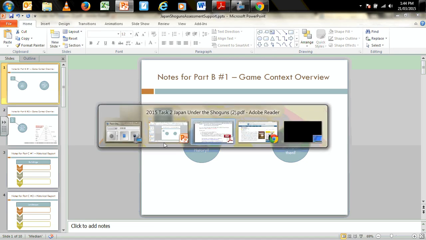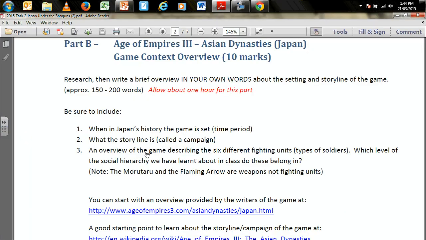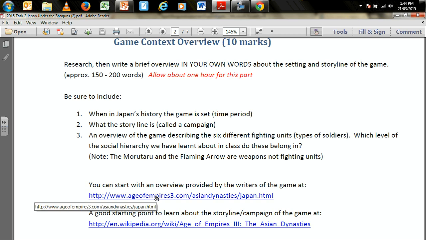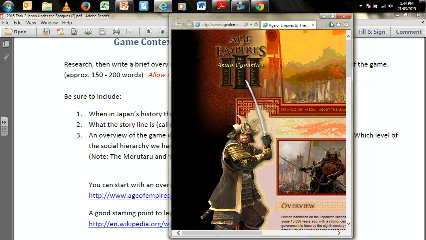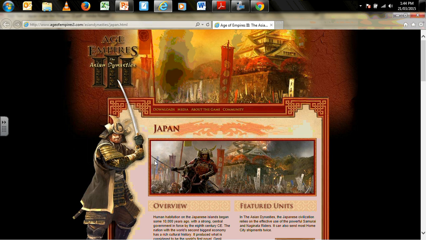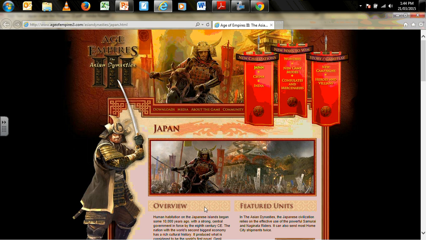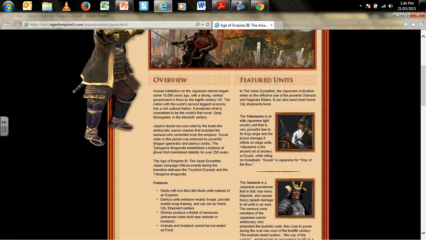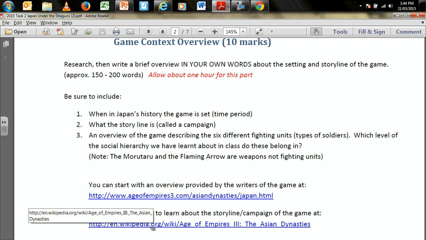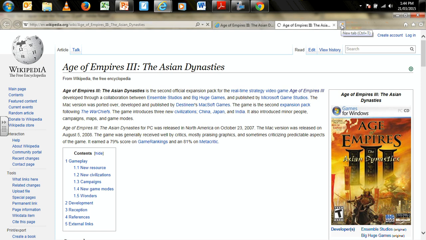So where do you find the information? When we go here, you've got 2 links. The information is provided for you. So the first link that we have a look at is provided by the people who wrote the game, and they give you a little bit of an overview about when it was meant to happen. So you can read that, but that's probably not all the information you need. There's actually really good information on this link here to tell you exactly what it is that was meant to be happening in the game at that particular time in medieval Japan.